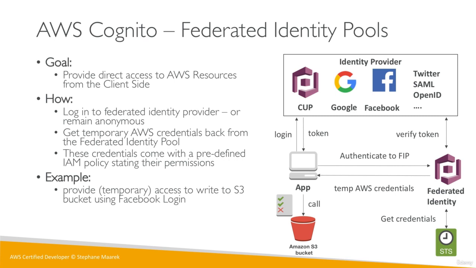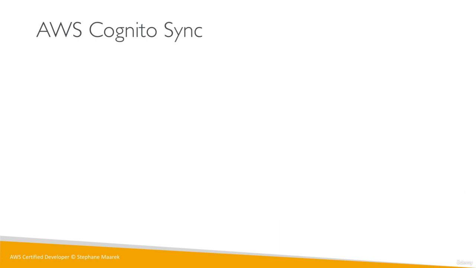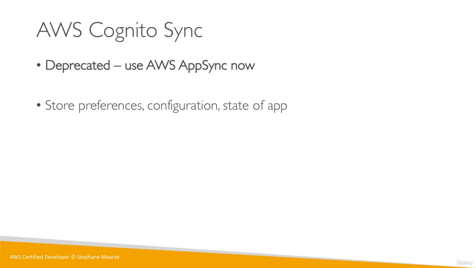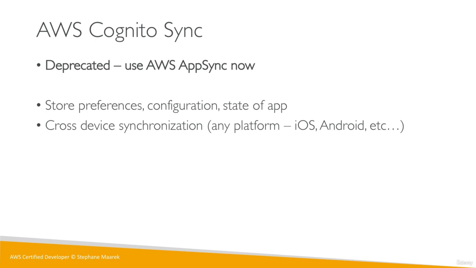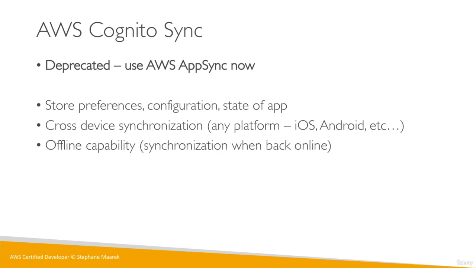The first one was just to provide an identity and to integrate with the API Gateway, while this one is more to directly allow us to interact with AWS for our app users. Now, Cognito Sync is deprecated, and we should use AWS AppSync now, but it's out of scope of the exam. What is Cognito Sync? It is to store user preferences, configuration, and the state of our application, and it has a cross-device synchronization capability. Any platform, could be iOS, Android, etc. You can do offline stuff, so if you change your preferences offline, and then you go back online, they're synchronized automatically, so it's a good feature.